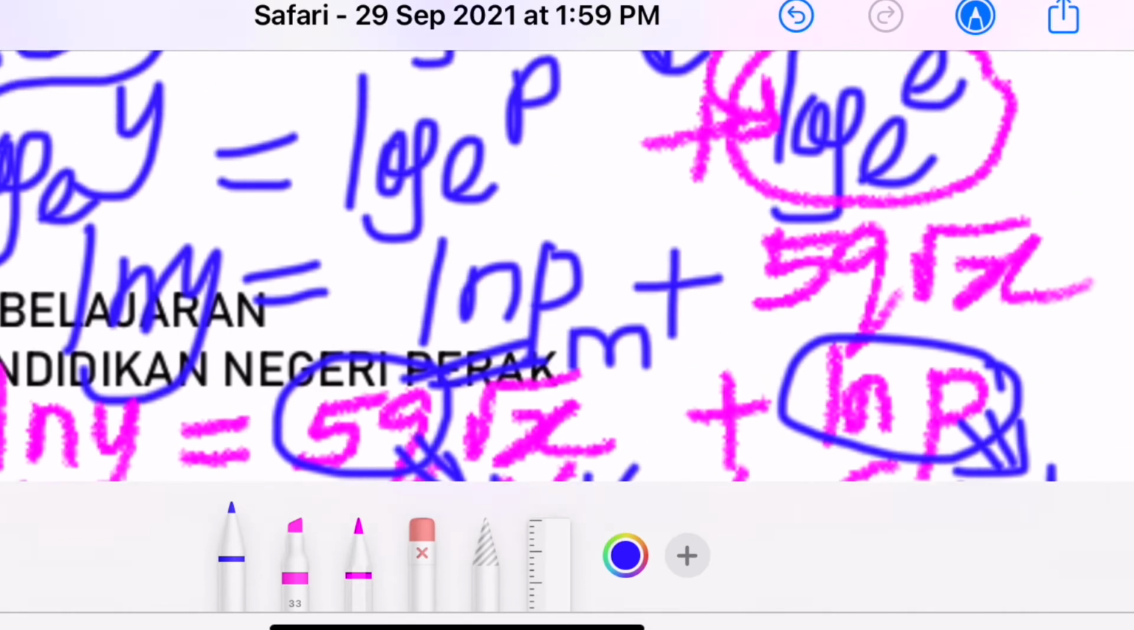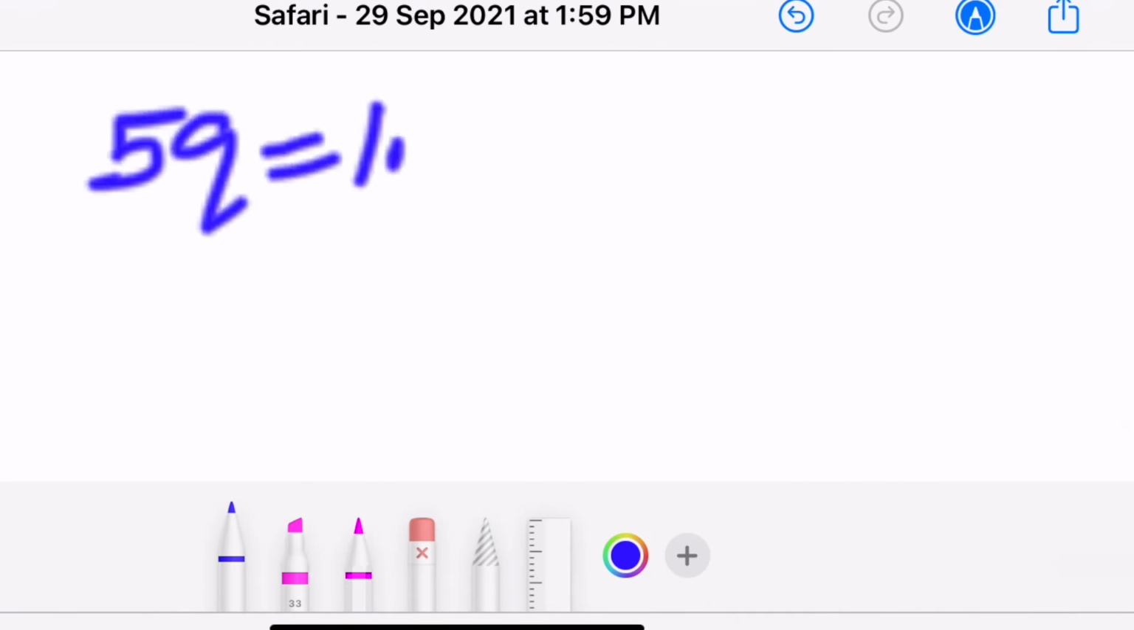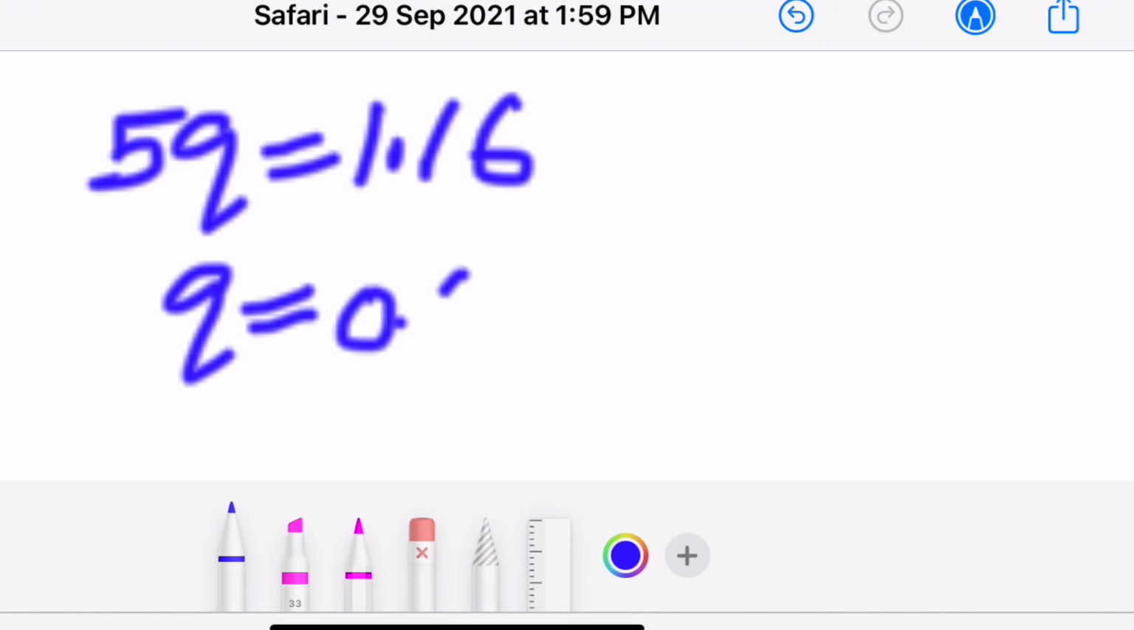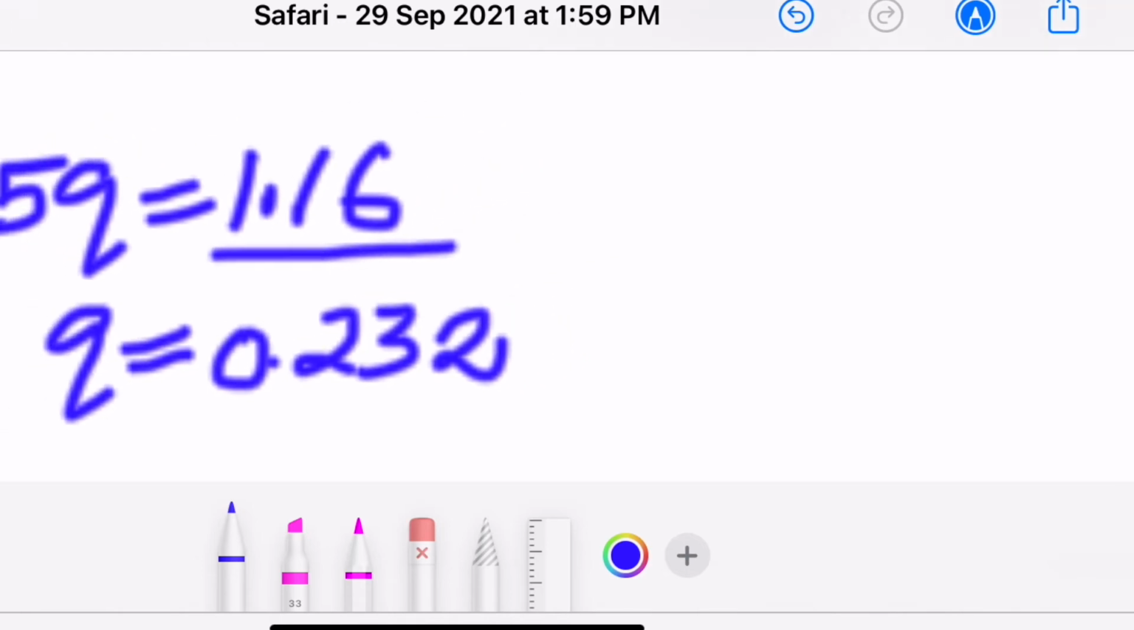So we are going to do calculation based on that. So we will write 5q is a gradient is equal to 1.16. You have to show your y-intercept. You have to show your gradient. Use y2 minus y1 over x2 minus x1. And then we can solve the q. Q is 0.232, right? Make sure you find the gradient using the points on the line.